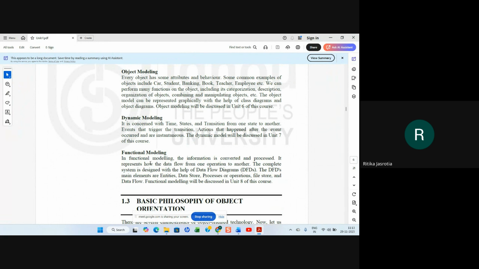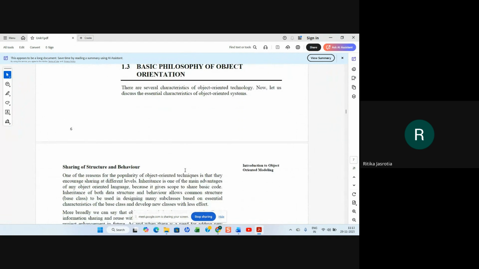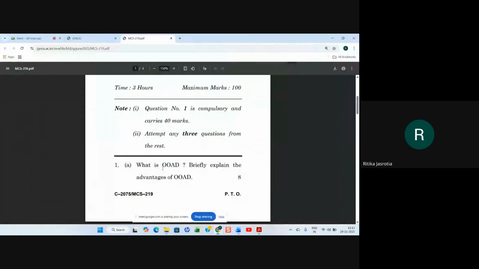Functional modeling is where the information is converted and processed. It represents how the data flows from one operation to another, that is your DFD, data flow diagram. So that is what you should know. So this is your first part of the question.